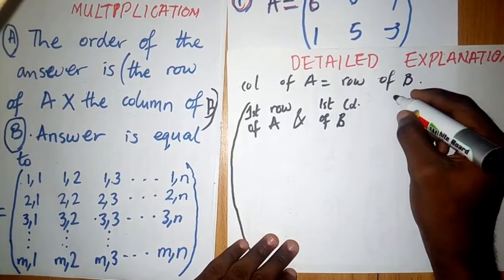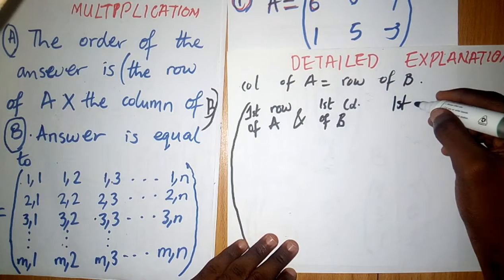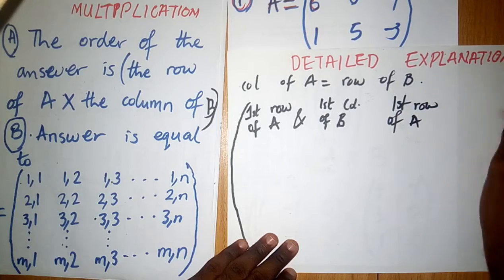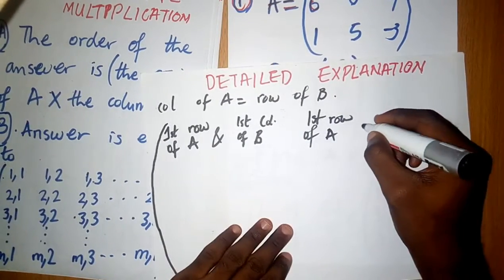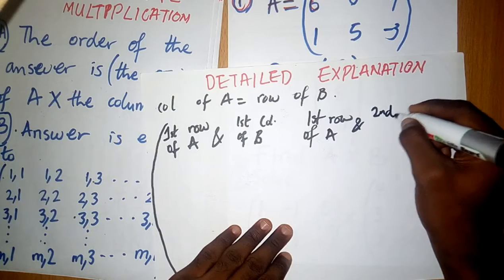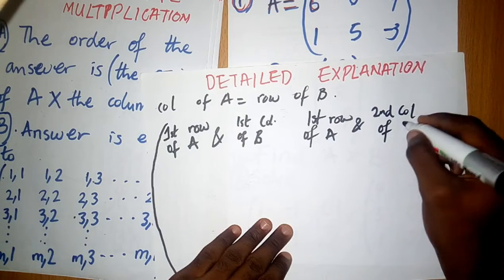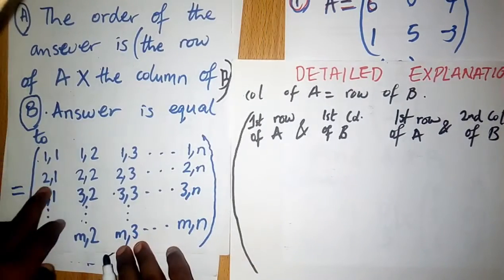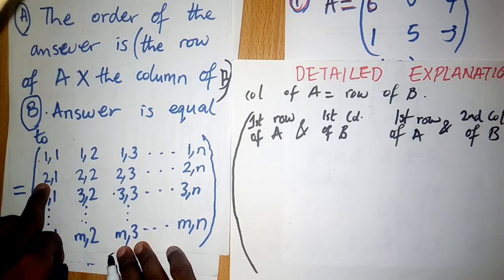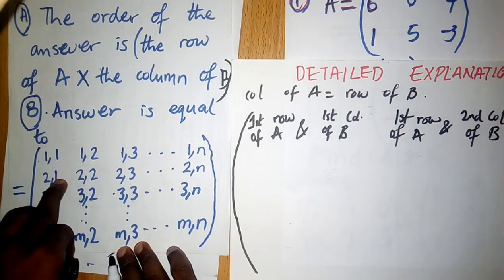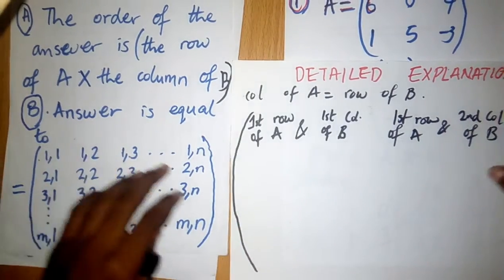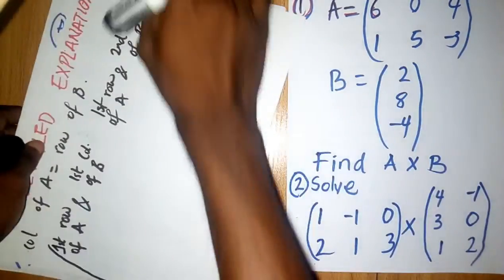Then the next one is the first row of A and the second column of B. Then the entry below is the second row of A and the first column of B. That's how you are going to do your multiplication. So let's go into the multiplications.